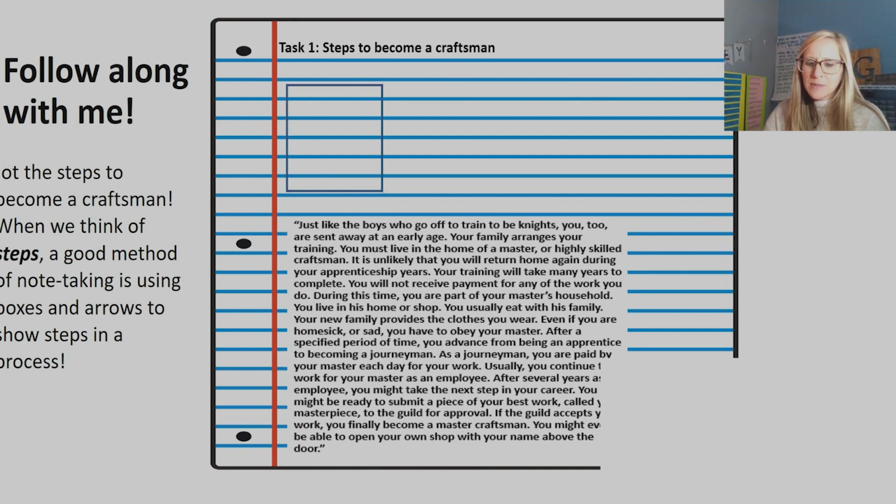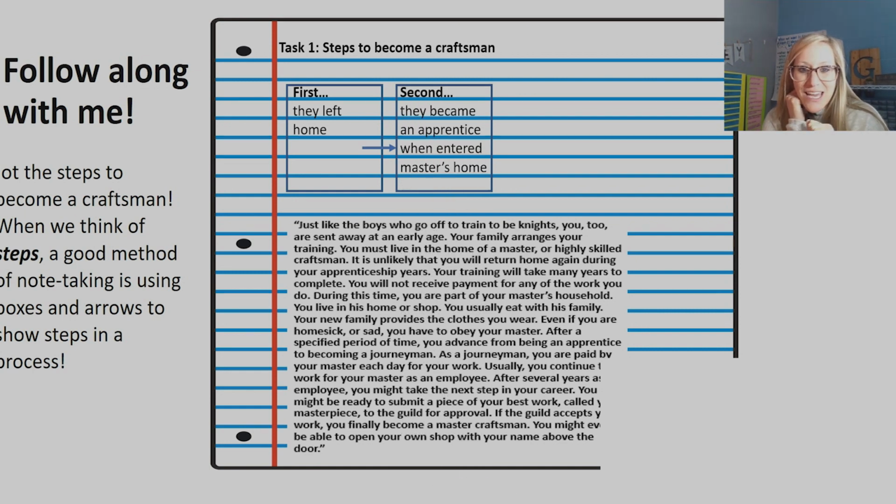In our first box, I'm going to be thinking about, well, what's the first thing that we did? Very similar to knights. It's that first they left home. So jot that down. The second step to becoming a craftsman was, let me think about that. You had to become somebody that's in training, called an apprentice, and you entered into your master's home during this level of training.